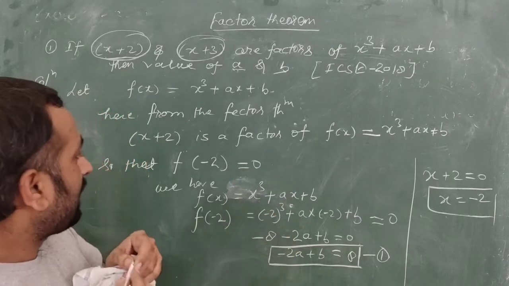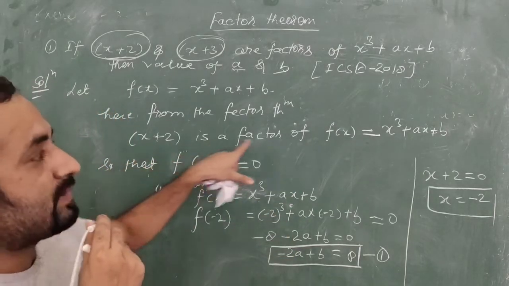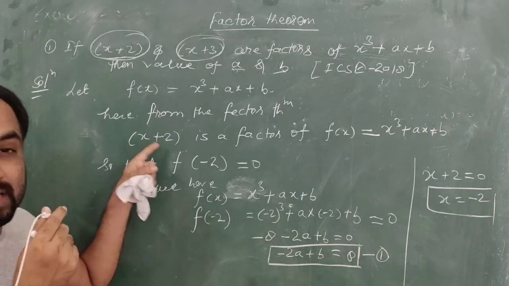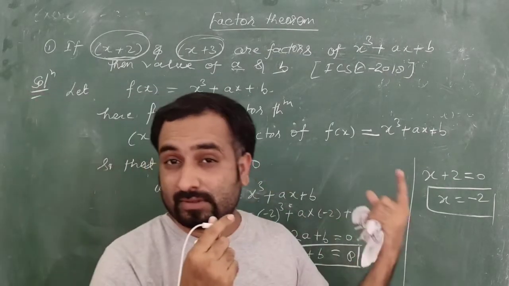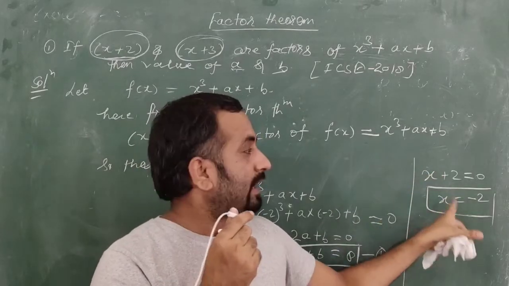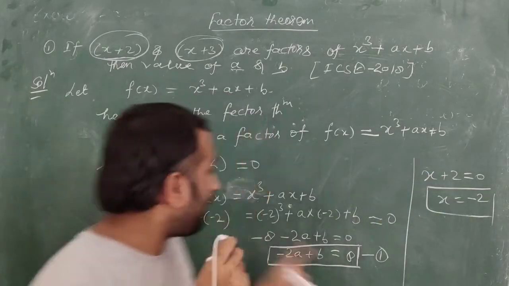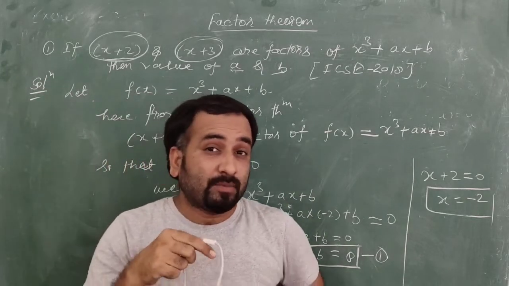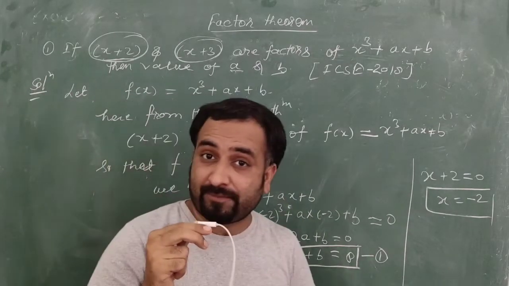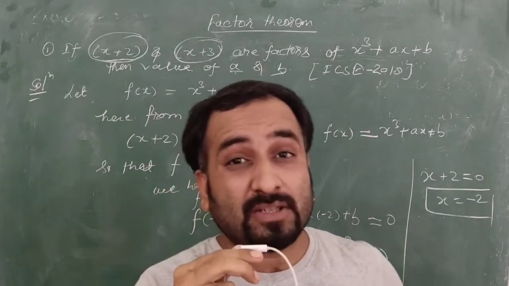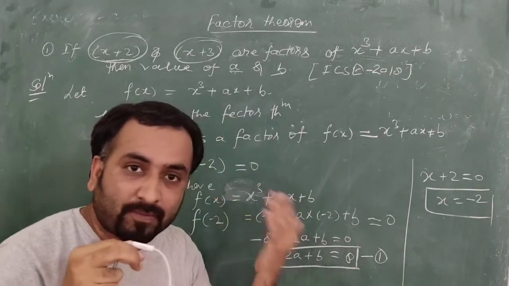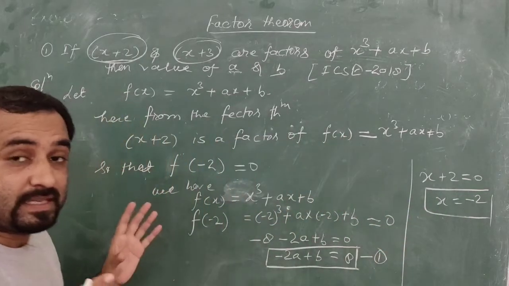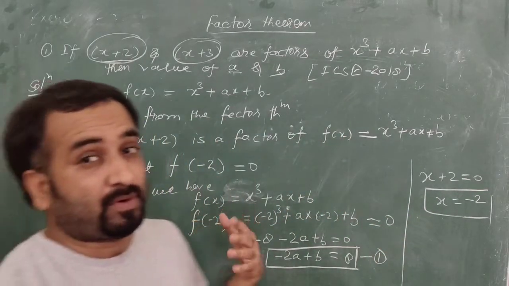I will repeat here. If x plus 2 is a factor of f(x), that means x plus 2 is equal to 0, so we have x equal to minus 2. This means f of minus 2 should be equal to 0. We know very well from the factor theorem, if x minus a is a factor of f(x), then f of a is equal to 0. And if f of a is equal to 0, then x minus a is also a factor of f(x), as per the factor theorem.